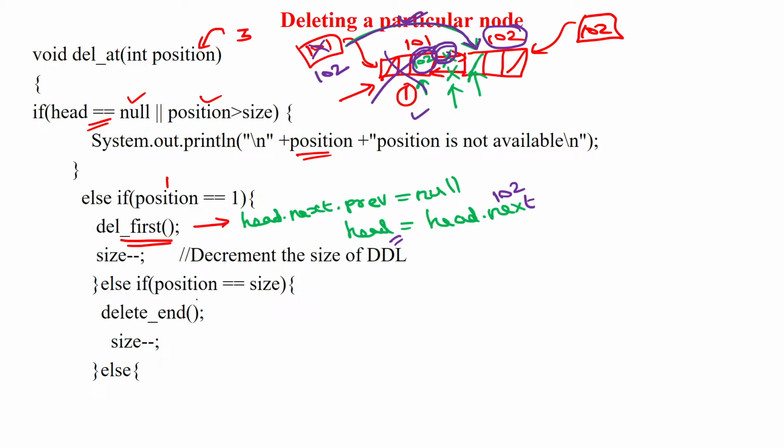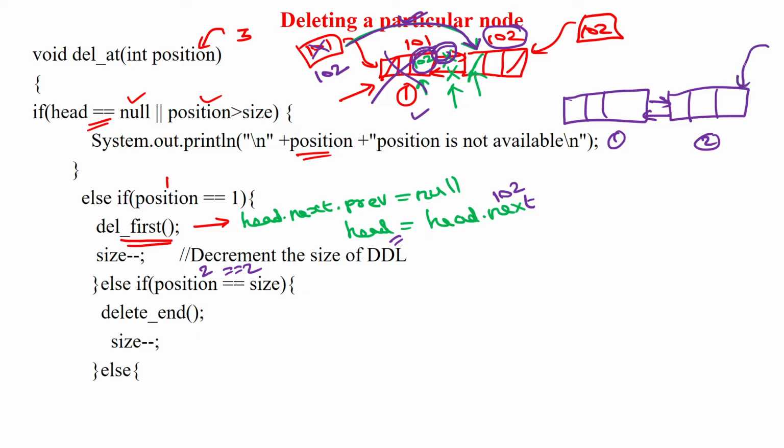Otherwise, if my position equals size, say my list size is 2 and the position is also 2, then 2 equal to 2 means I am going to delete node number 2. Node number 2 is the tail node here. That means we are going to delete the tail node. So we are calling the deleting end method.